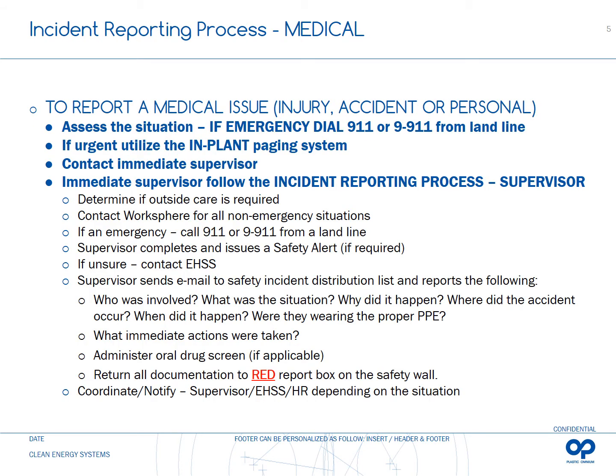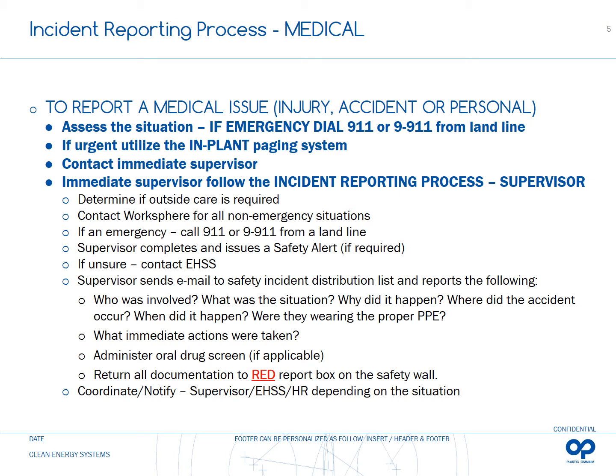To report a medical issue, assess the situation. If it is an emergency, dial 911 or 911 from a landline. If urgent, utilize the in-plant paging system. Contact the immediate supervisor. The immediate supervisor will follow the incident reporting process. Determine if outside care is required. Contact WorkSphere for all non-emergency situations. If an emergency, call 911 or 911 from a landline. Supervisor will complete and issue a safety alert if it is required.